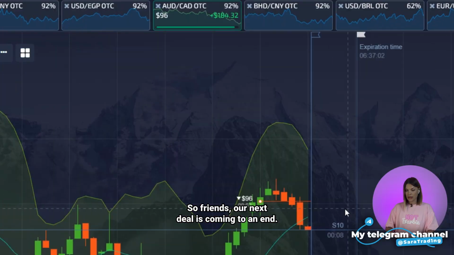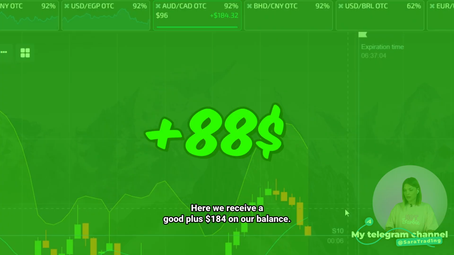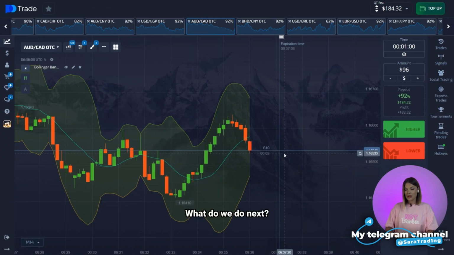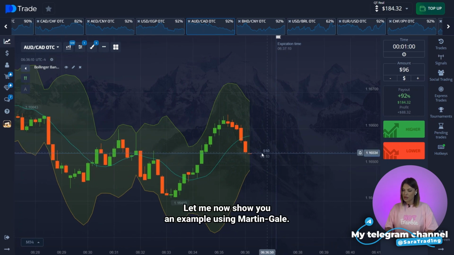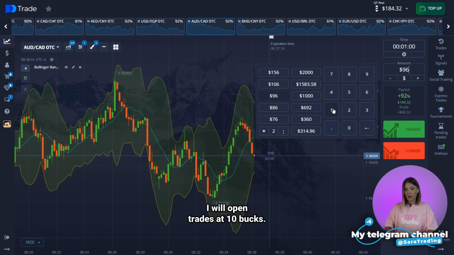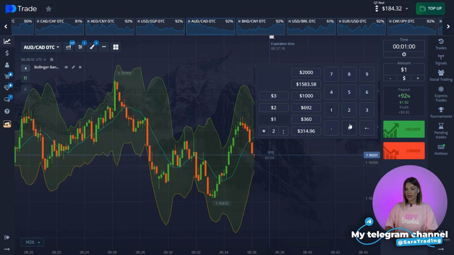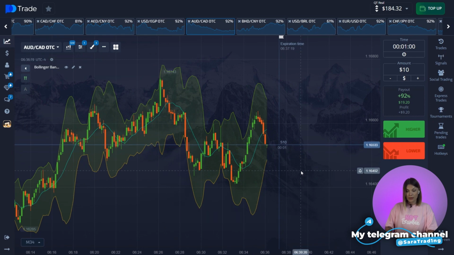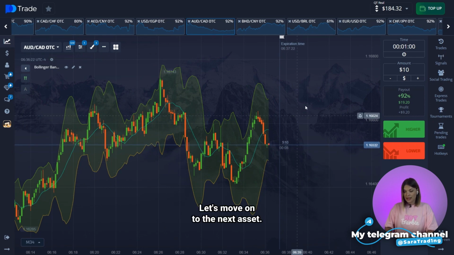So friends, our next deal is coming to an end. Here we received a good plus $184 on our balance. What do we do next? Let me now show you an example using martingale. I will open trades at $10, and if we make a loss, I will make correct overlaps. Let's move on to the next asset.